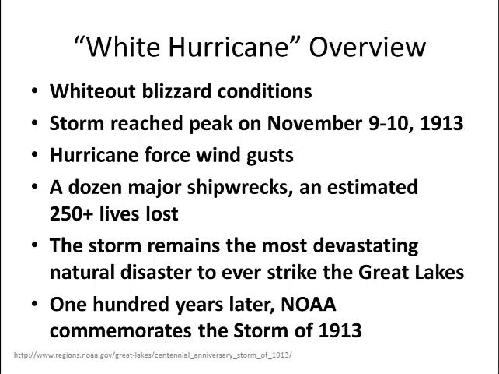The storm reached its peak intensity on November 9th and 10th, 100 years ago in 1913. There were hurricane-force wind gusts associated with the storm. We're going to talk more about that in this presentation. There were a dozen major shipwrecks, with an estimated over 250 lives lost. Because of the historical significance of this storm, 100 years later, NOAA is commemorating it through information on a web page, as well as several of these presentations.